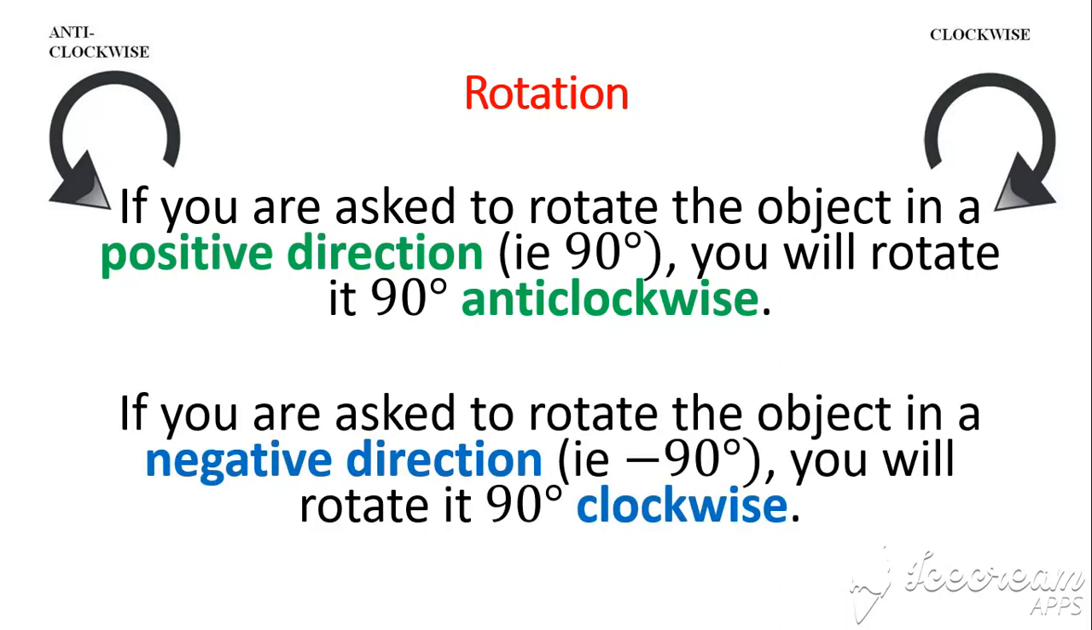If you're asked to rotate the object in a negative direction, i.e. I said to you, please rotate this negative 90 degrees, you will rotate it 90 degrees clockwise. And in the top right-hand corner, you'll see which direction is clockwise.